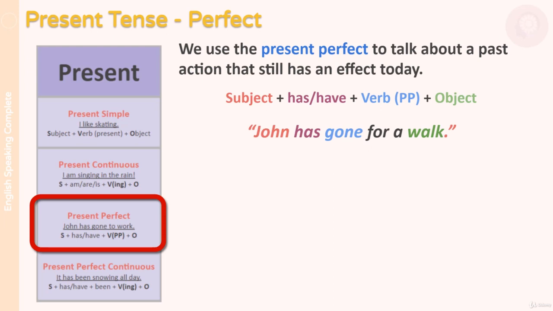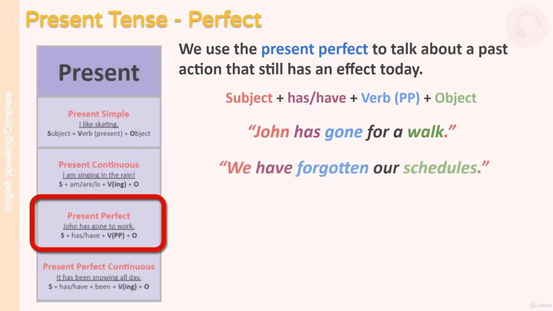John has gone for a walk. So John left to go for a walk some time ago, and he's still gone. He has left and he is not here now. My subject is John. Because this is third person singular, I use has. John is a he. John has gone. V1, go. V2, went. V3, past participle, gone. John has gone for a walk, just a noun at the end, walk. Okay, let's look at another example.